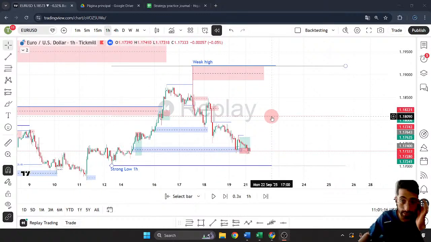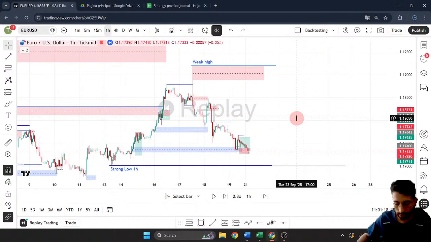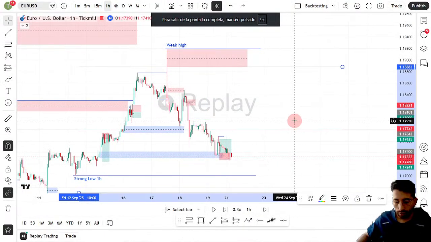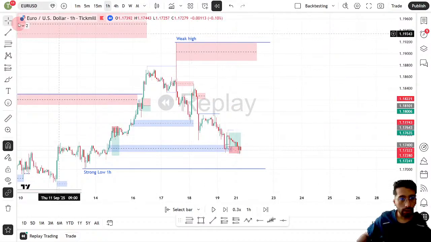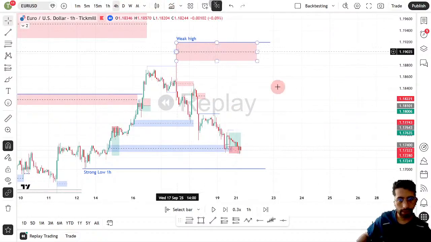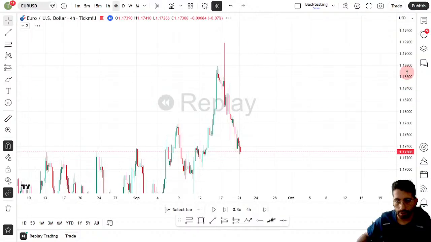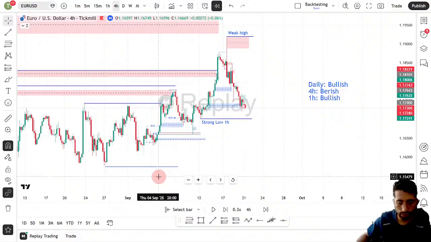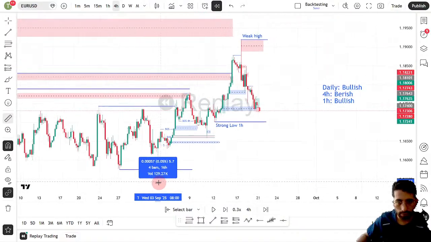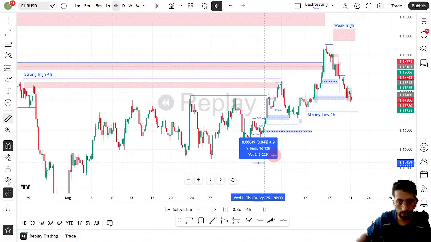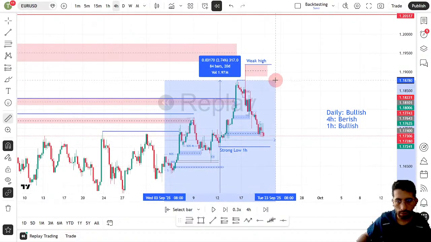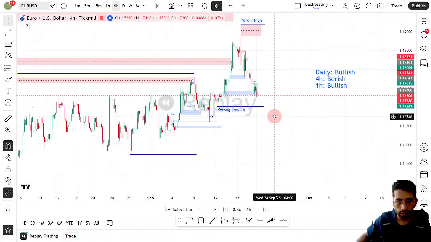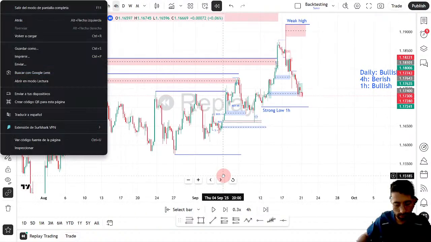All right, let's start with this. We're gonna start with this backtesting session. We're gonna do this backtest on the GBP and the Euro USD. We're gonna delete what we had done in the previous backtesting session, that was some days ago. So let's delete all of this stuff and let's reanalyze the market from zero, from scratch.